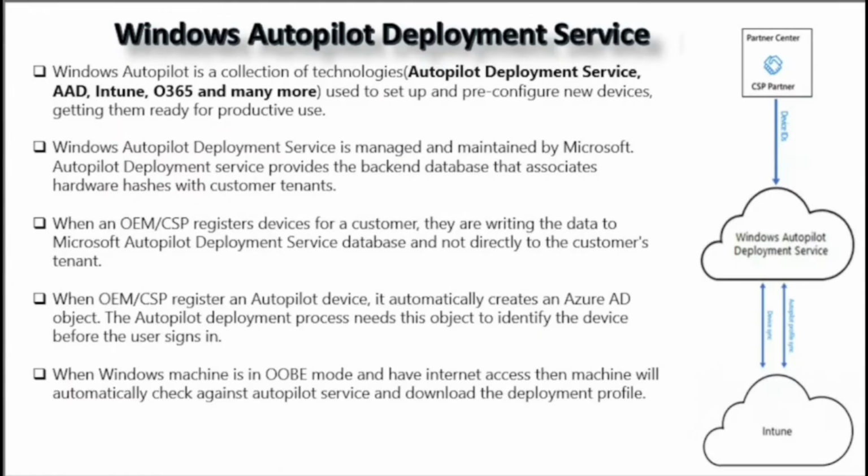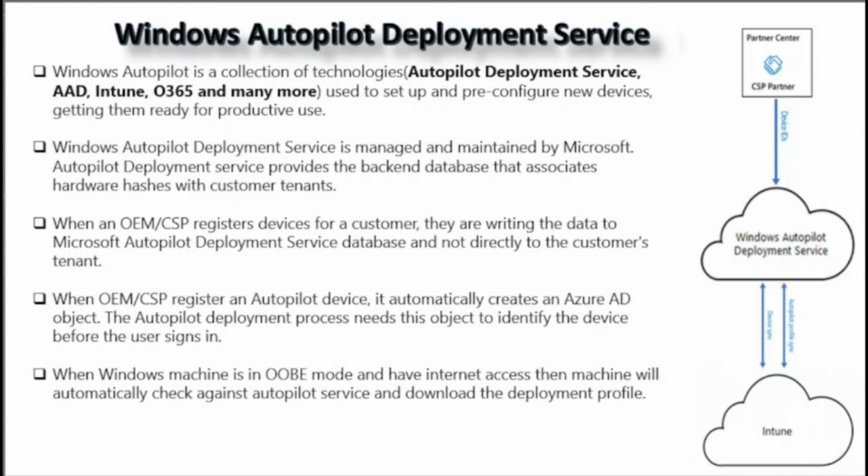Let's talk about the Windows Autopilot deployment service. So we know that the Windows Autopilot is a collection of technologies like Autopilot Deployment Service, Azure Active Directory, Intune, Office 365 and many more, and used to set up and pre-configure new devices, getting them ready for productive use. So Windows Autopilot Deployment Service is managed and maintained by Microsoft. Autopilot Deployment Service provides the backend database that associates hardware hash with customer tenant.